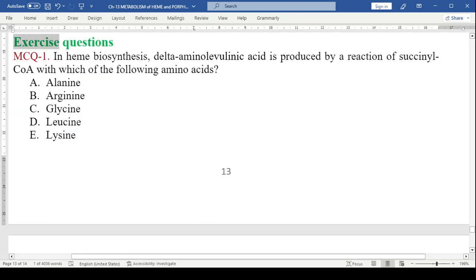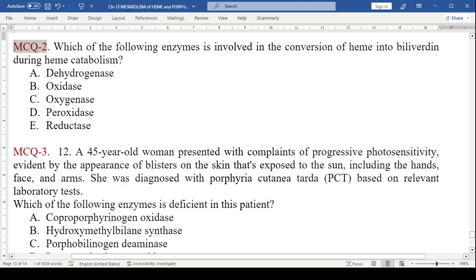References. Exercise questions. MCQ 1. In heme biosynthesis, delta-aminolevulinic acid is produced by a reaction of succinyl-CoA with which of the following amino acids? Alanine, arginine, glycine, leucine, lysine. MCQ 2. Which of the following enzymes is involved in the conversion of heme into biliverdin during heme catabolism? Dehydrogenase, oxidase, oxygenase, peroxidase, reductase.